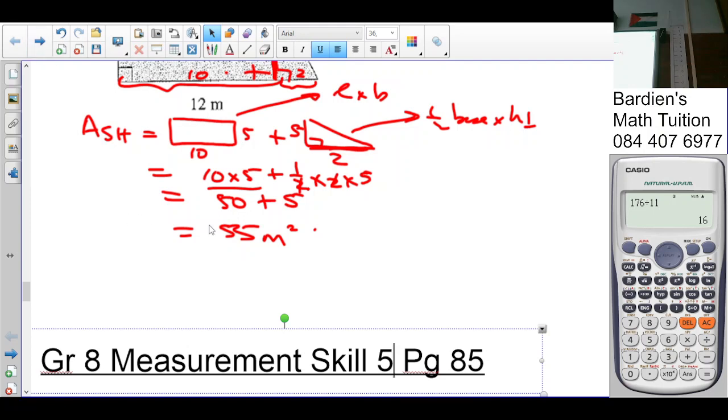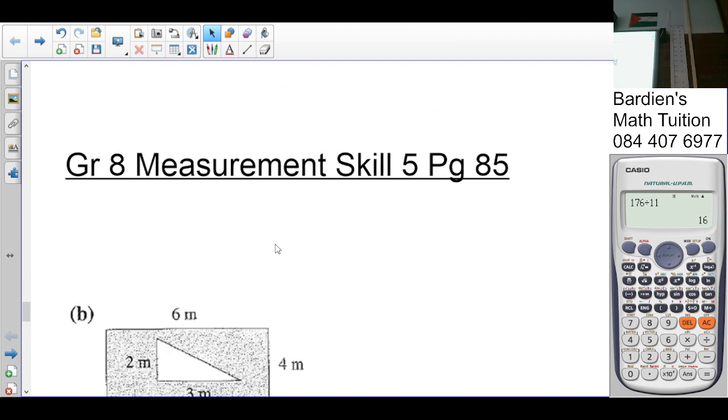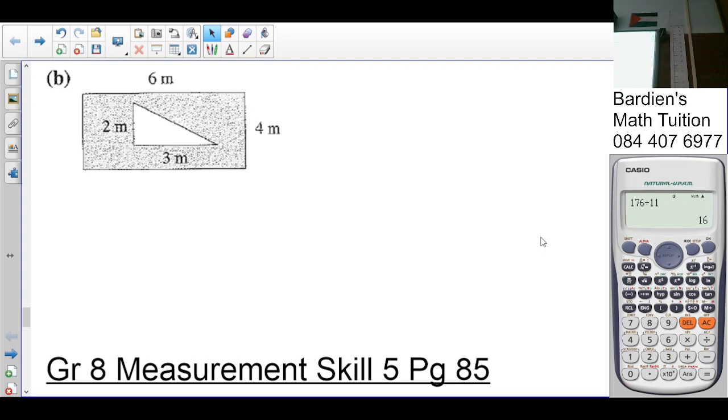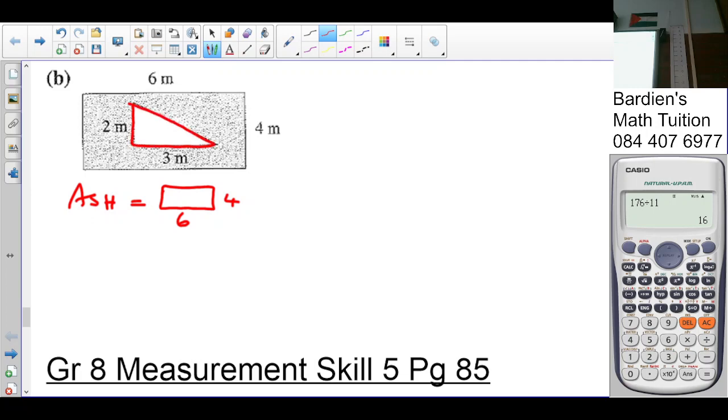Let's look at the next one. What do you notice here? Again, we have 2 shapes, not so? However, the area of the shaded region here will be made up how? It's a rectangle measuring 6 by 4, not so? But what do you notice about this? The triangle is actually cut out of that. You all understand?